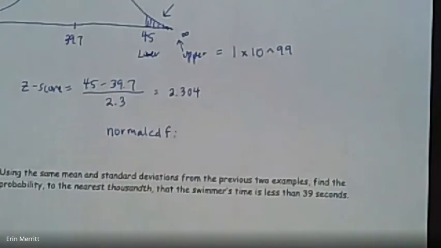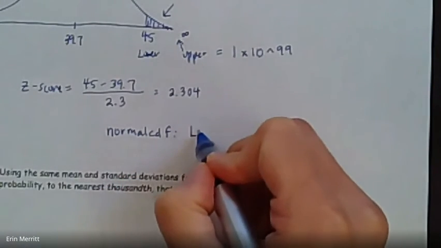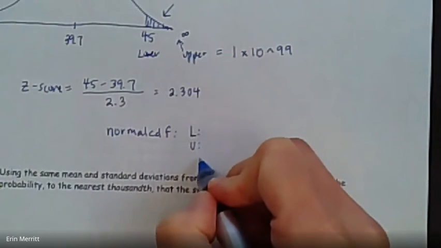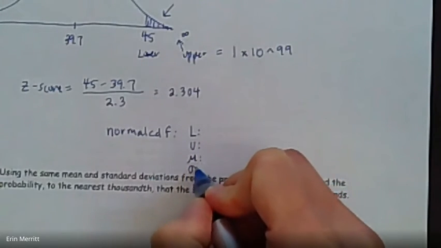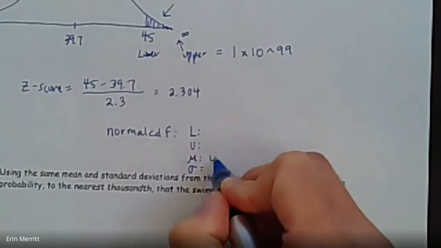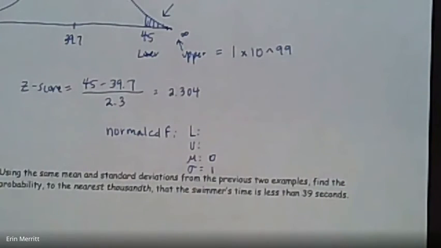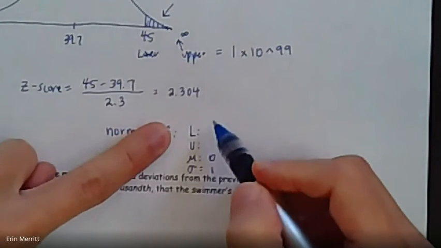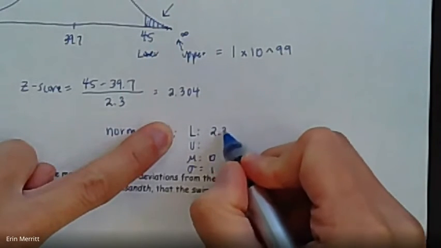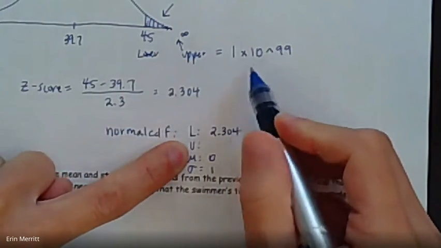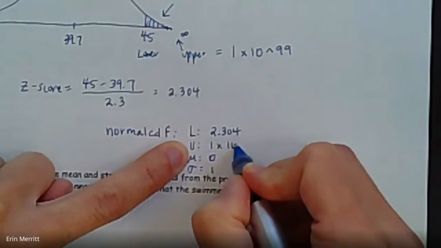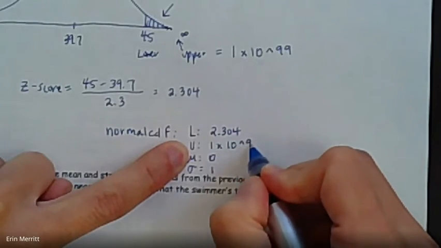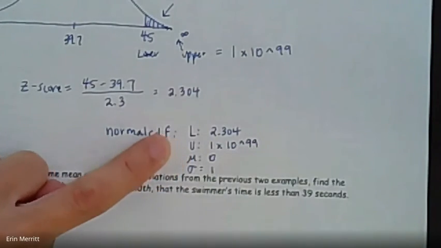And I'll run you through that one more time. You're going to give it the lower bound, the upper bound, the mean, and the standard deviation. Now, the cool thing is mean and standard deviation, when I use z-scores, are always going to be 0 and 1. Now we're going to use the z-score for the lower. That's the 2.304. And for the upper, we're going to use that approximation of infinity. So 1 times 10 to the 99th power. All right, let's try it.